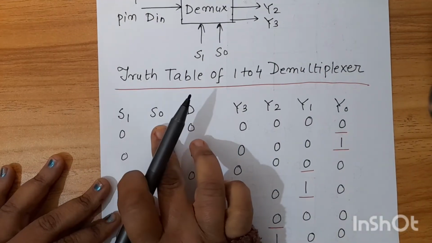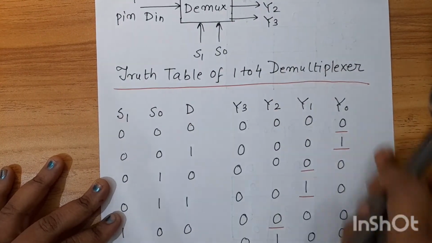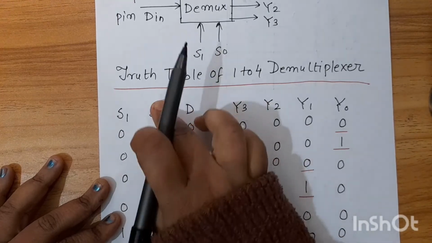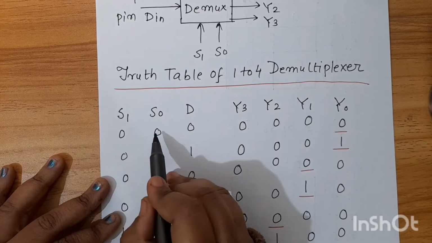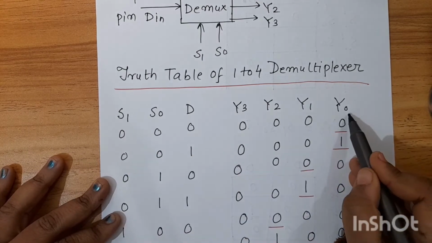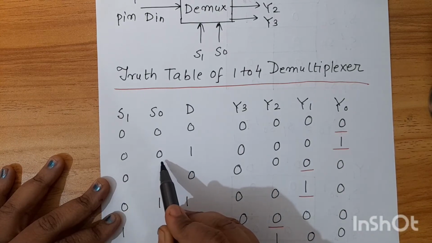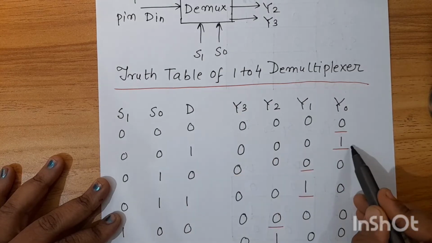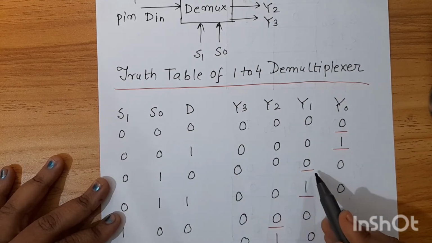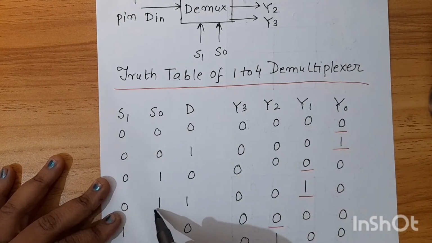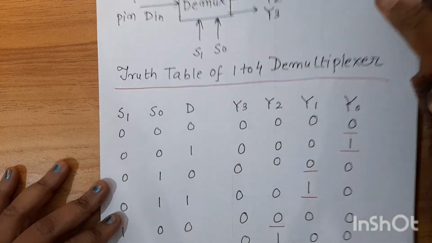You see, S1, S0 are the select lines and D is the input. 3 inputs, 8 combinations. Outputs: 2 select lines, so 2 raised to 2, 4 outputs. Now when the select lines S1, S0 are 0, 0, Y0 is selected. D input is 0, output is 0. Again 0, 0, Y0 is selected, D input is 1, Y0 is 1. For 0, 1, Y1 is selected, D input is 0, Y1 is 0. S1, S0, 0, 1, again Y1 is selected, D input is 1, Y1 is 1.